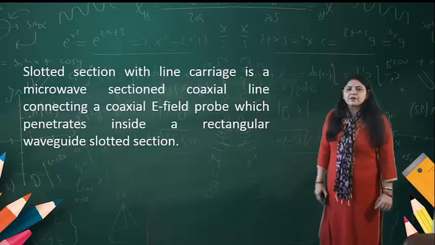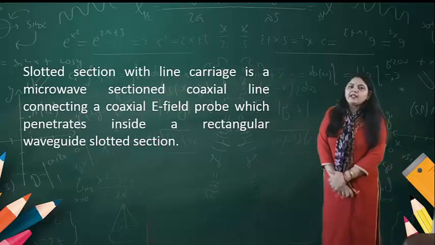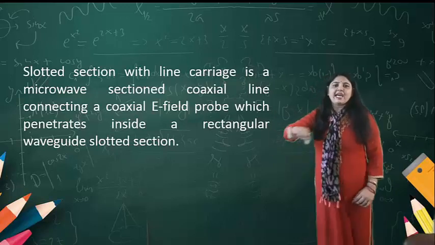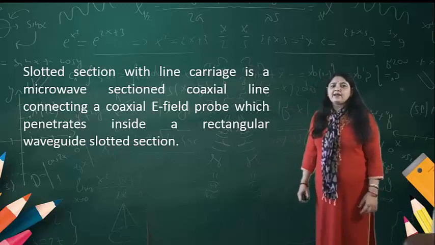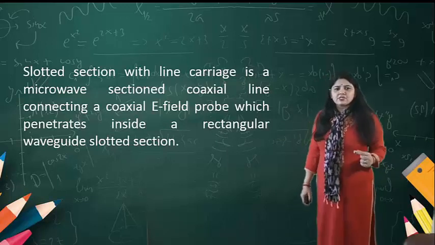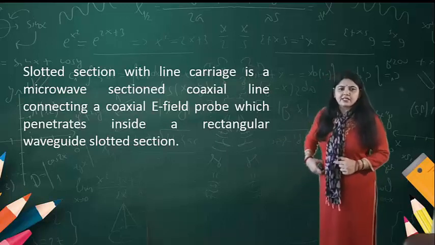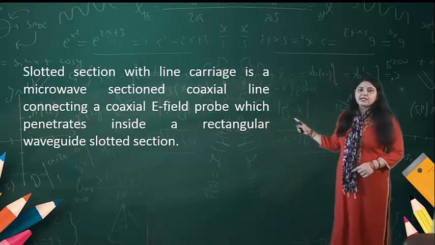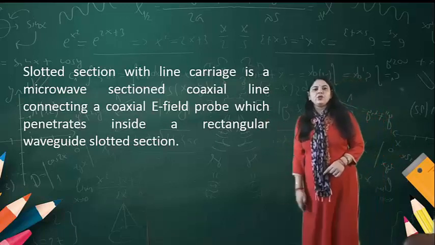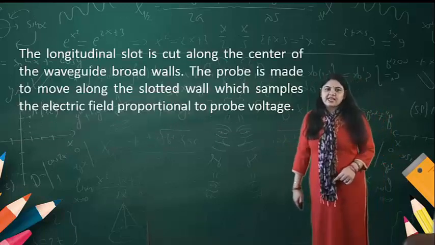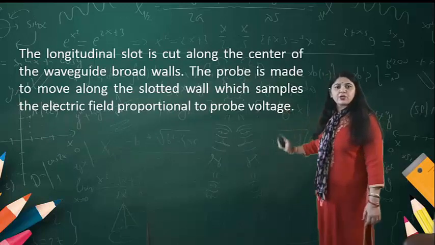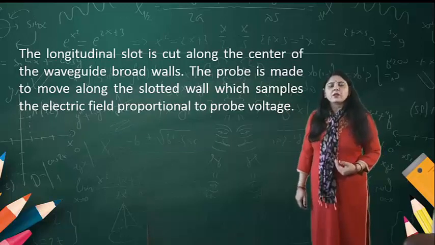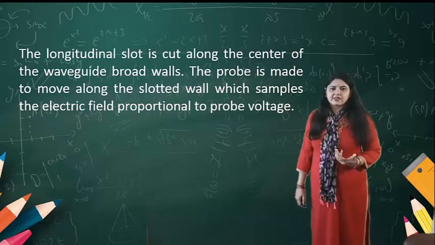Another component is the slotted line section, in which the line carriage is there. It is a microwave cross-section coaxial line connecting a coaxial E-field probe which penetrates inside a rectangular waveguide slotted section. The longitudinal cut is along the center of the waveguide broad walls, where the probe is connected.